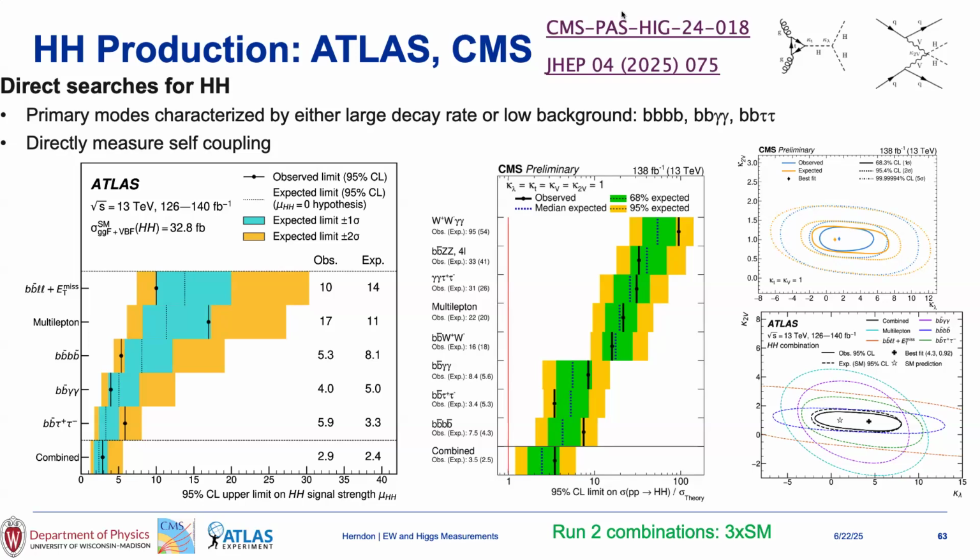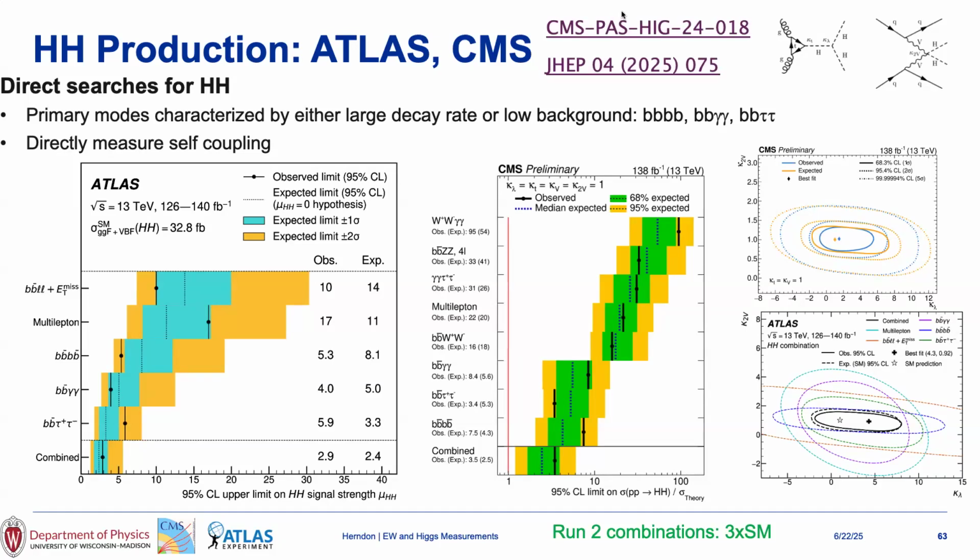And so the dominant modes are bbbb. So b quarks can be hard to distinguish from other things, but once you have four of them, it can become pretty obvious. And so that's a powerful mode. And it's also one of the larger branching ratios of the Higgs. And then bb gamma gamma, so it makes use of that large branching ratio, but then the very distinctive and well-measured gamma gamma signal. And then bb tau tau. So having two taus also gives you not as good, but still a mass peak, and it's a distinctive signal. So that does very well. In fact, it's the best of the expected limits here.